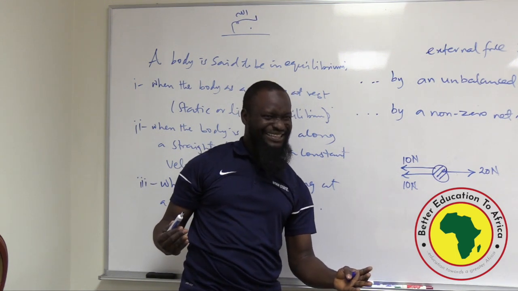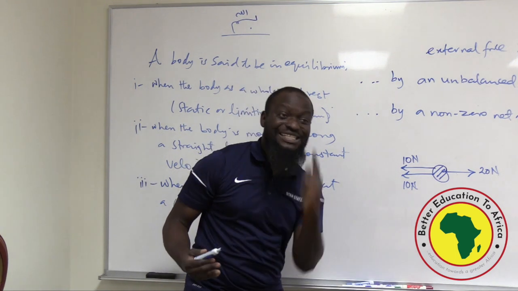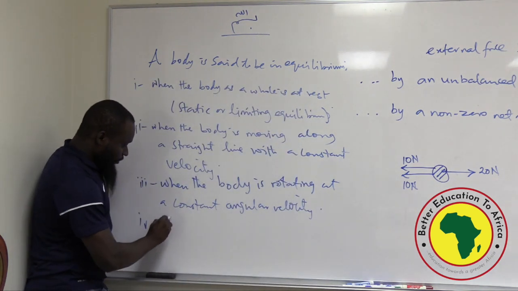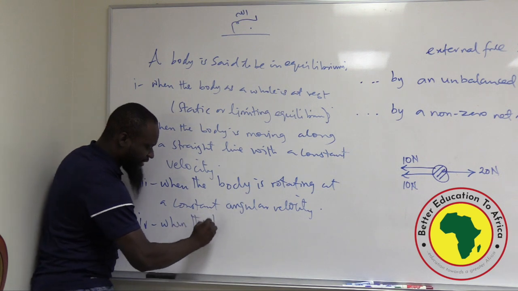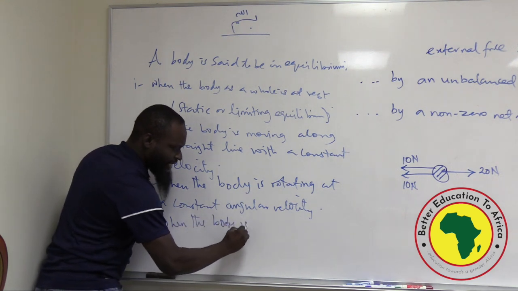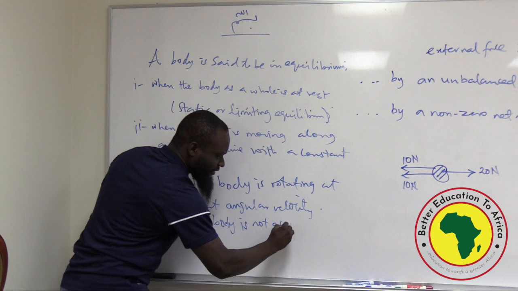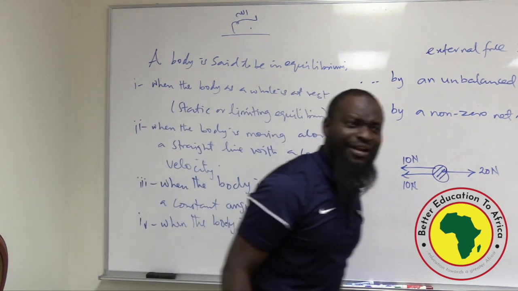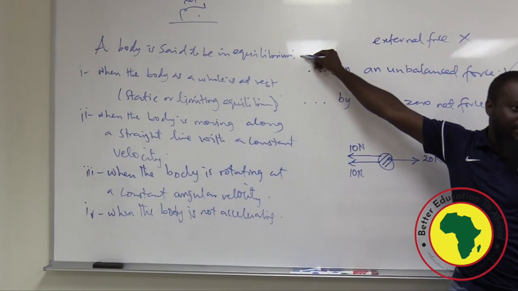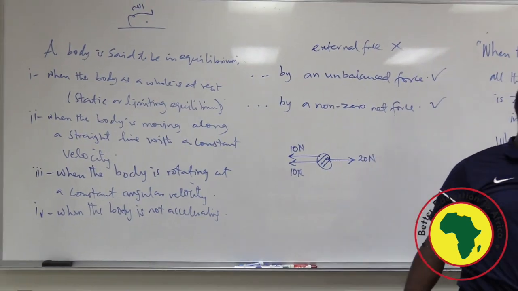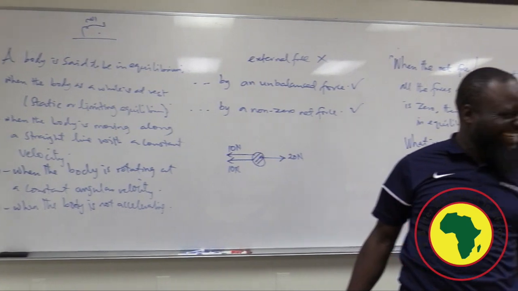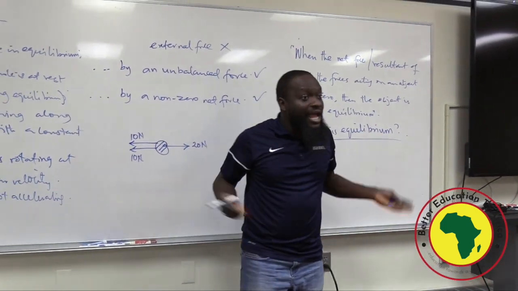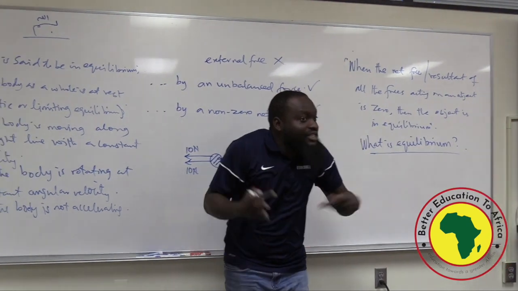Do you understand? I can define equilibrium as this, number 4: when the body is not accelerating. When the body is not what? Accelerating. Of course, because when you are not accelerating, it is either you are at rest or you are moving at a uniform velocity. Do you understand? So I can say a body is said to be in equilibrium when it is not accelerating.